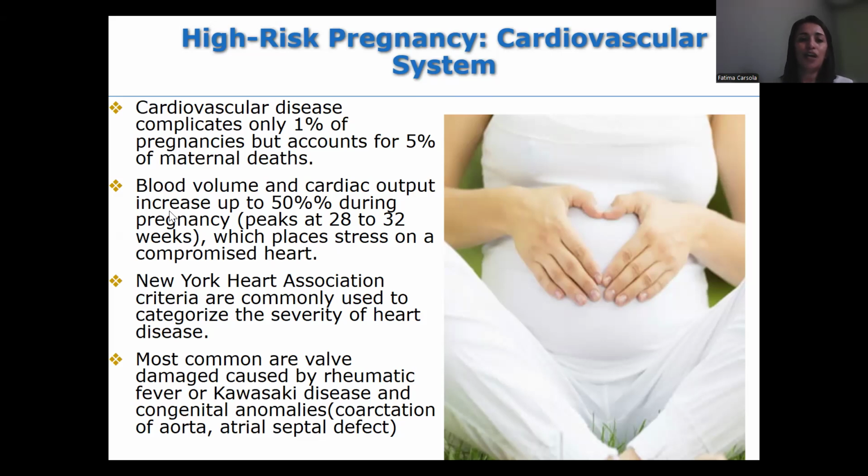New York Heart Association criteria are commonly used to categorize the severity of a heart disease. So when the patient will be diagnosed of a heart disease because of pregnancy-related conditions, they have to pattern this with the criteria produced by the New York Heart Association. And of course, most common are valve damage caused by rheumatic fever or Kawasaki disease and congenital anomalies or coarctation of the aorta or atrial septal defect. These things will be discussed to you later on.